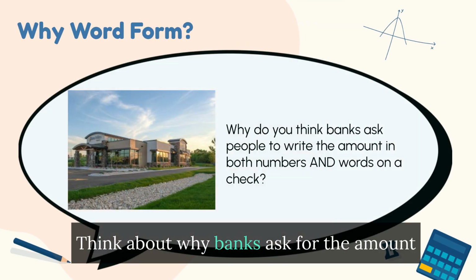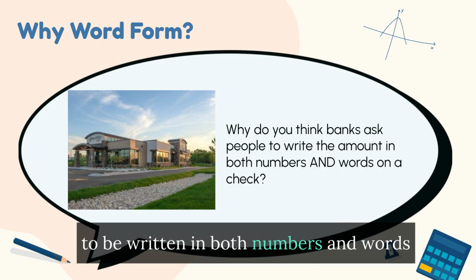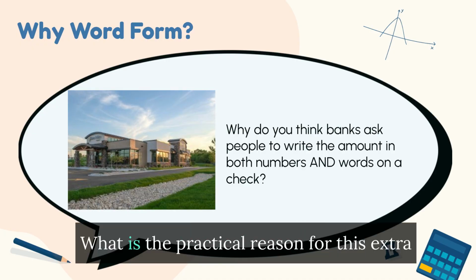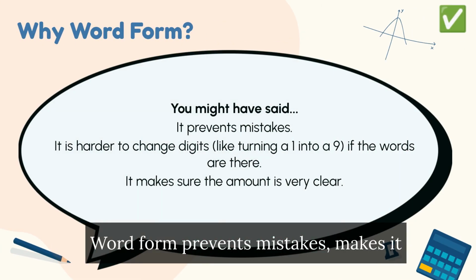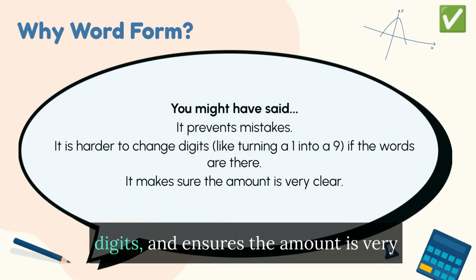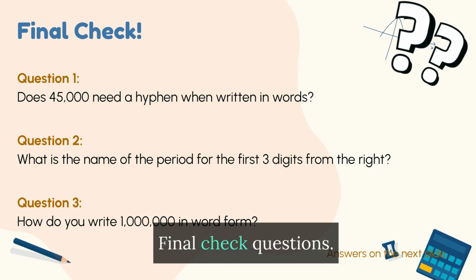Think about why banks ask for the amount to be written in both numbers and words on a check. What is the practical reason for this extra step? Word form prevents mistakes, makes it harder to alter the amount written in digits, and ensures the amount is very clear for processing. Final check questions.